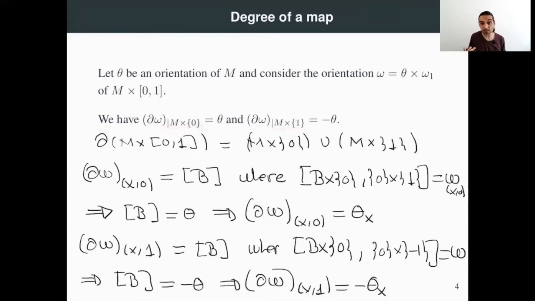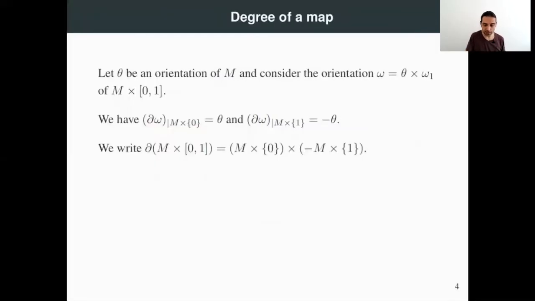Okay, as a consequence of that, the orientation induced by omega in both boundary components is indeed different and indeed opposite, and we write this property in this way. The boundary of M times [0, 1] is going to be M times 0, here it should be a union, okay? Union minus M times 1. And this minus M actually reflects the fact that these two copies of M are oriented in opposite ways.